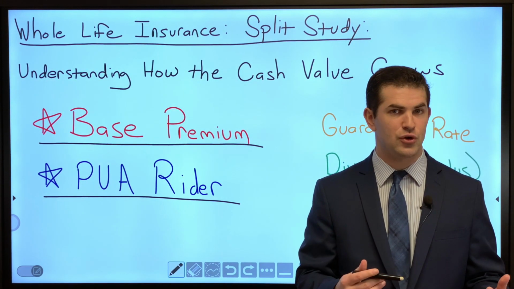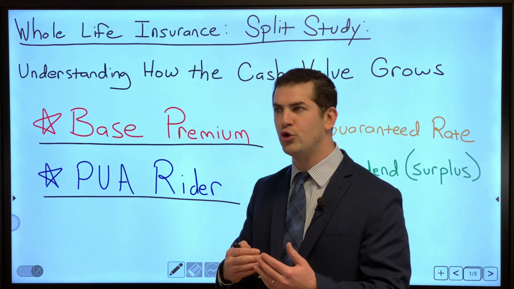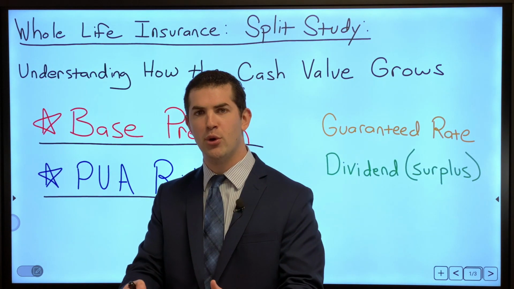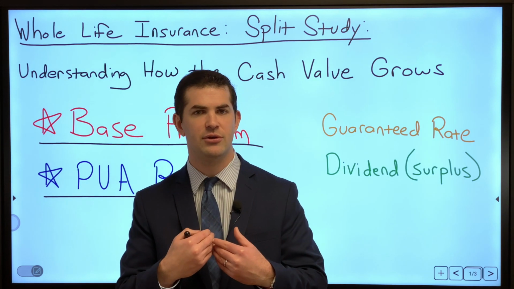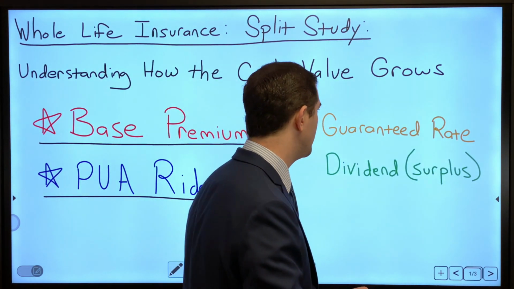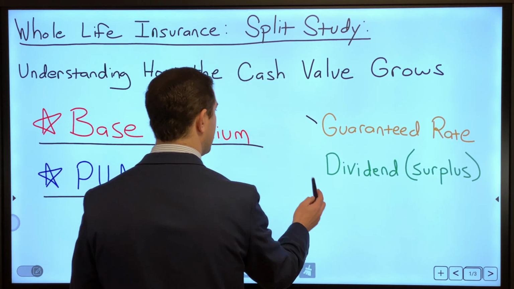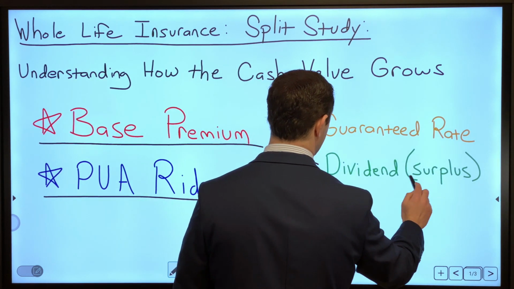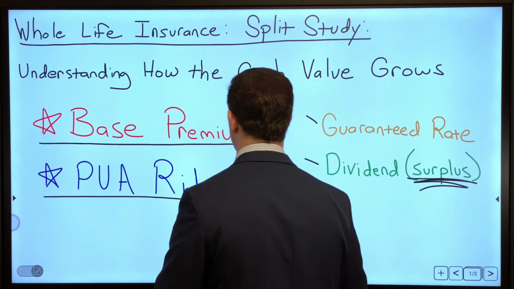Now with any life insurance policy, what is going to grow the cash value over time, aside from my payments, is the interest credited to the policy. And that's made up of two components. You'll see the guaranteed rate, and then also the dividend rate, which will be technically the surplus. We're going to touch on that next.